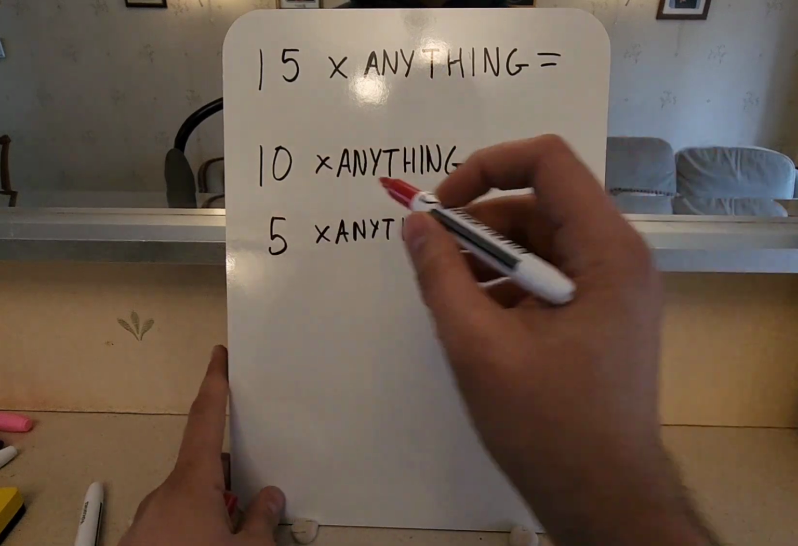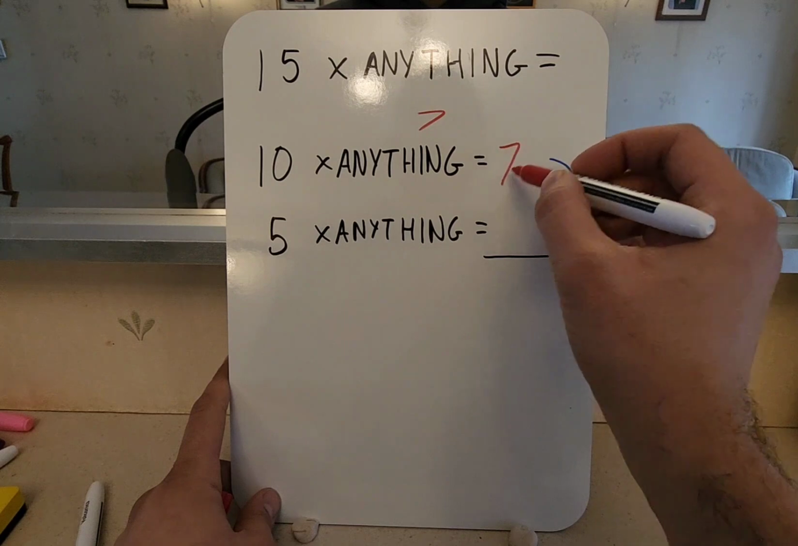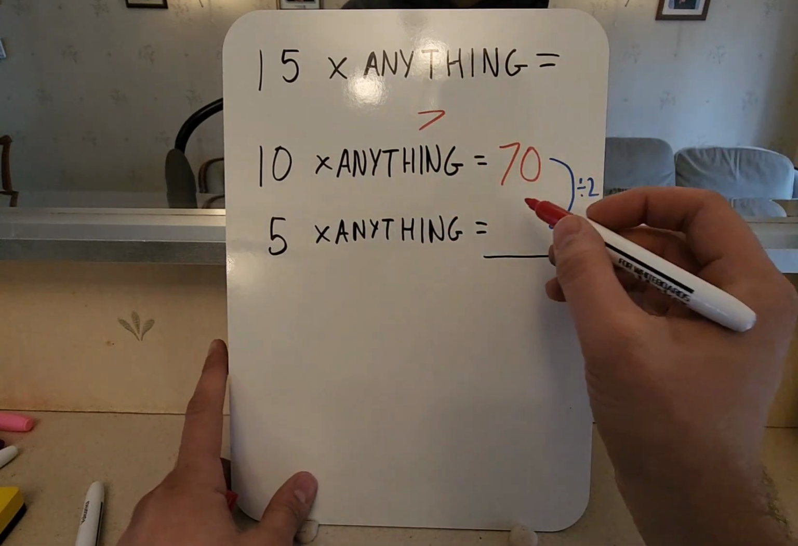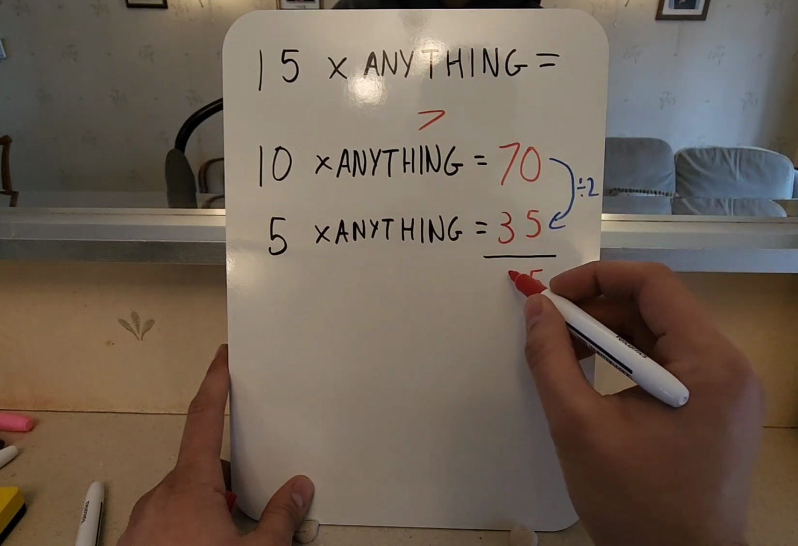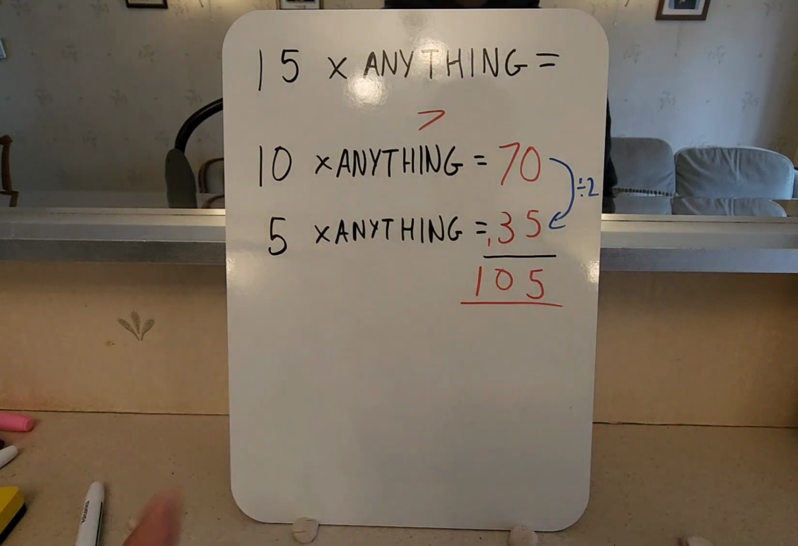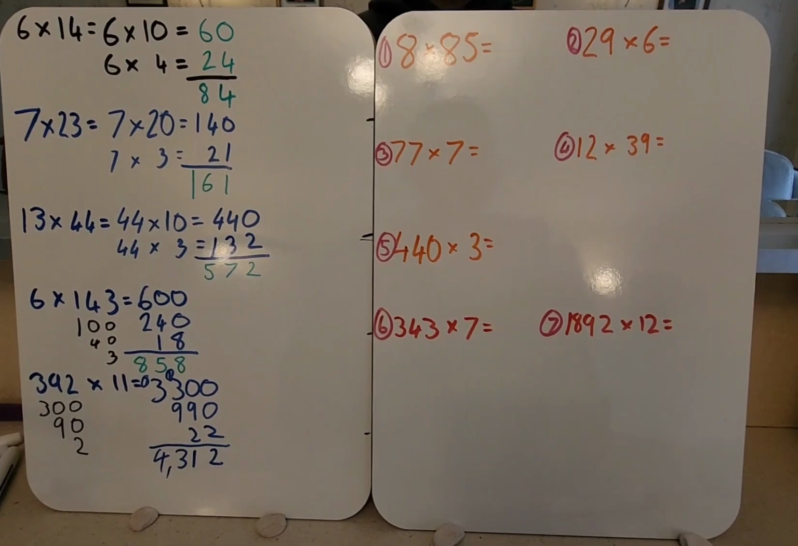Yeah, 10 times 7 is going to give me 70. I don't even need to think about 5 times 7. All I need to do is half that, 35. And here, suddenly, we have our answer, 105. Voila, nice and easy. This is really, really useful for certain numbers. 15 is one of them.